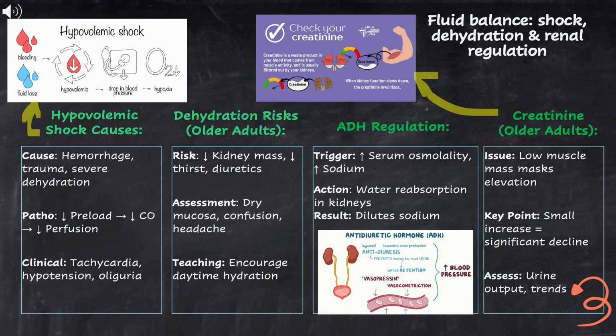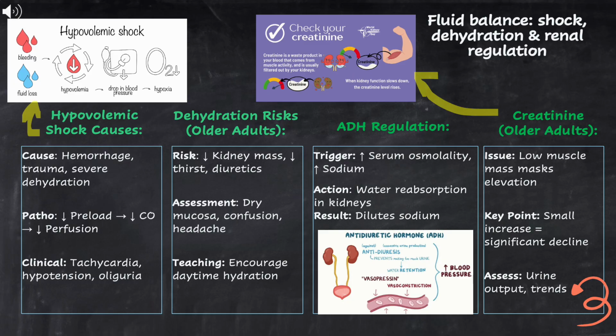Finally, creatinine in older adults. Low muscle mass may mask elevated creatinine levels. Even a small increase can indicate significant renal decline. Monitor urine output and trends closely, rather than relying on a single lab value.